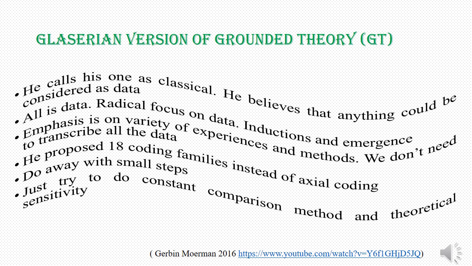We don't need to transcribe all the data. Actually, as compared to Strauss, the Glaserian version does not want us to go for all transcription of the data. He actually proposed 18 coding families instead of axial coding as given by Strauss. Do away with small steps. You are not supposed to get into everything which is not that important. Just try to do constant comparison method and theoretical sensitivity.